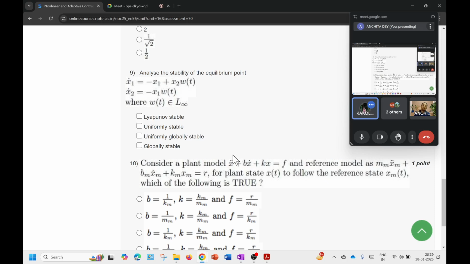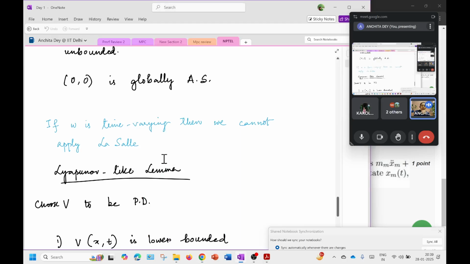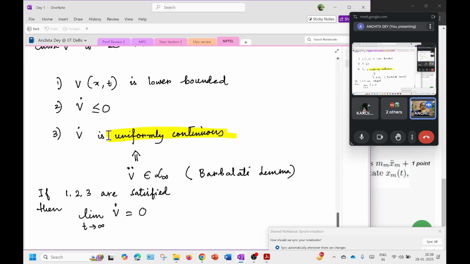Yeah, so the third condition, you don't have to check directly. One way is that you just ensure that V dot is uniformly continuous. But how do you prove it? If you can prove it directly, very good, it's really excellent. But the other way to do it is to go for Barbalat's lemma. And Barbalat's lemma tells you that if V double dot belongs to L infinity, then V dot is uniformly continuous. It's a reverse way. So if you can prove this, then this third condition is guaranteed.